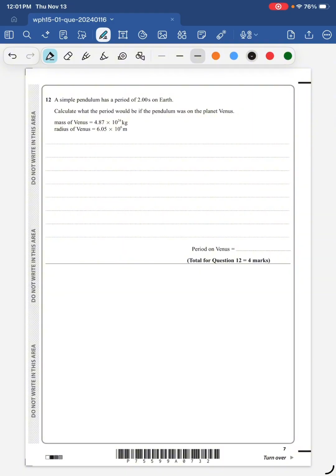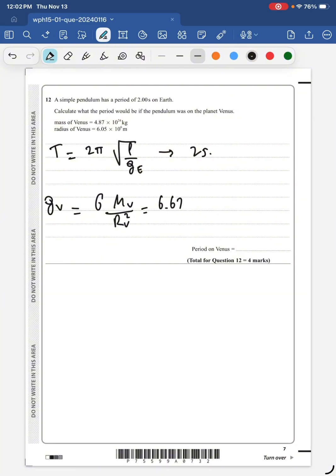Okay, they do give you the radius of Venus. So the period is 2 pi, the square root of L over g on Earth, and this is 2 seconds. Okay, g for Venus is equal to G, the gravitational constant, times the mass of Venus over R of Venus squared. Okay, so if we plug the constants in, we have 6.67 times 10 to the minus 11. We're given the mass of Venus in kilograms, so that's cool. And then we have to divide by the radius in meters, and it is given to us in meters, so that's good.